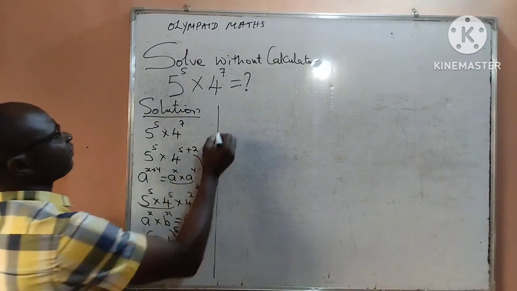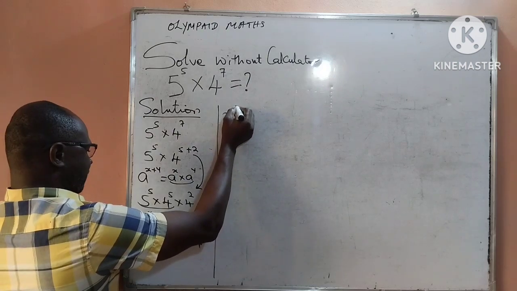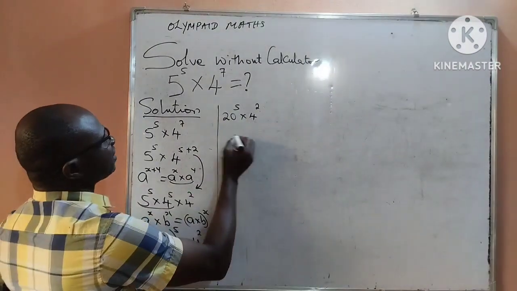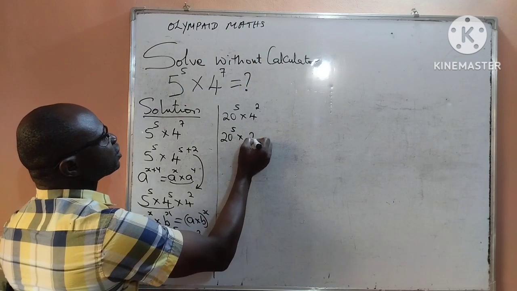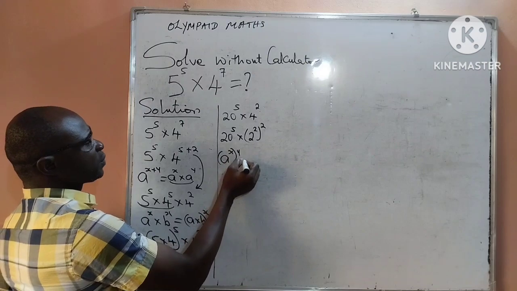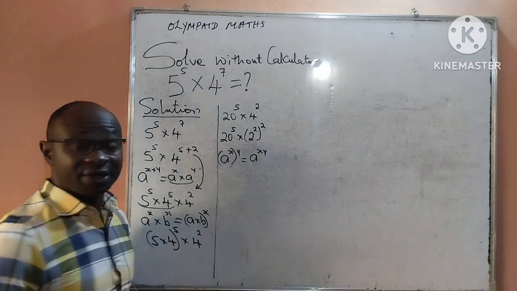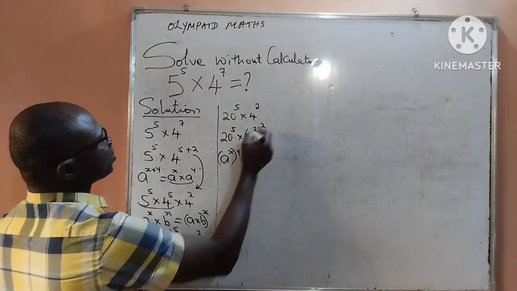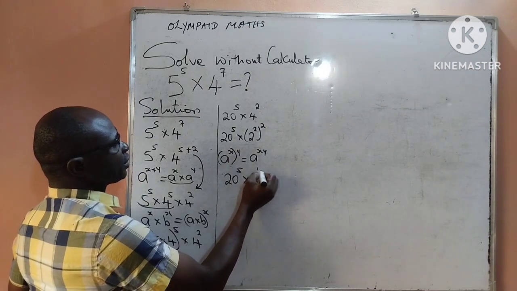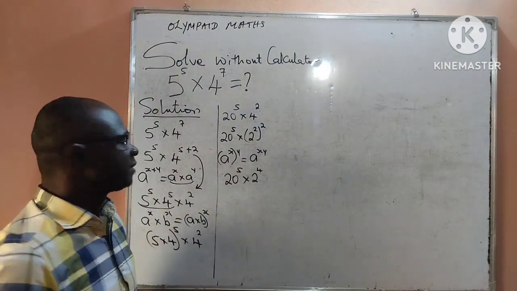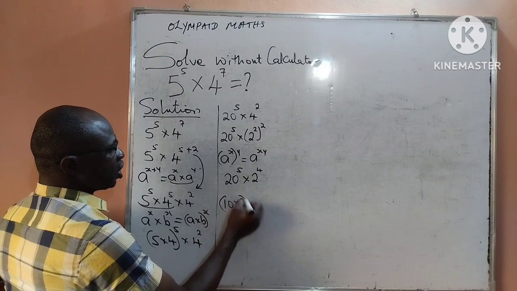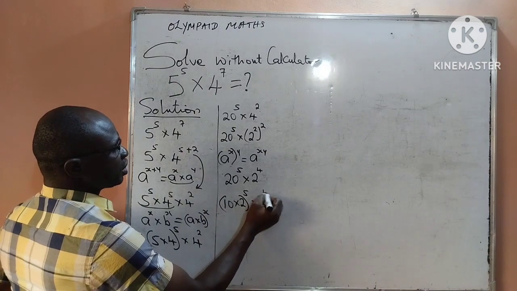Moving forward, this is going to give me 20 raised to the power 5 multiplied by 4 raised to the power 2. But also, 4 is the same thing as 2 raised to the power 2, then multiplied by 2. But a raised to the power x, raised to the power y, is equal to a raised to the power x multiplied by y. That means I can have it written as 20 raised to the power 5 multiplied by 2 raised to the power 4, which is 2 multiplied by 2. Very beautiful. Now, I can write 20 also as 10 multiplied by 2 all to the power of 5, then multiplied by 2 raised to the power 4.